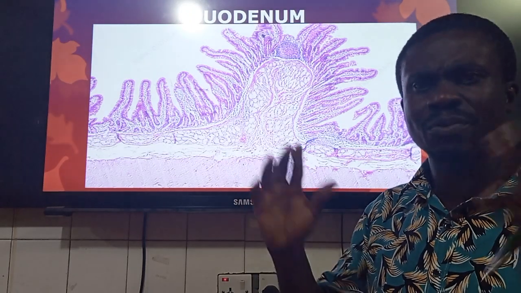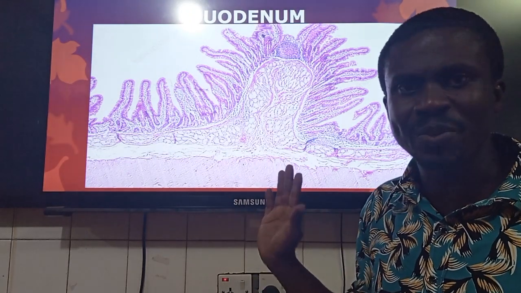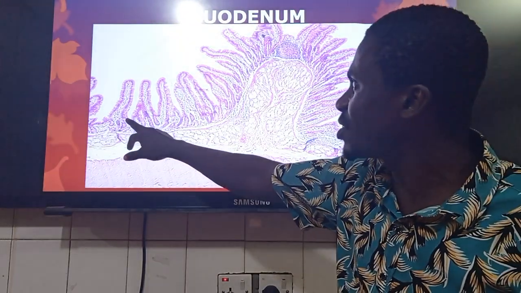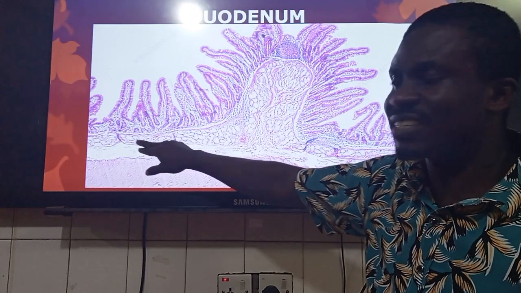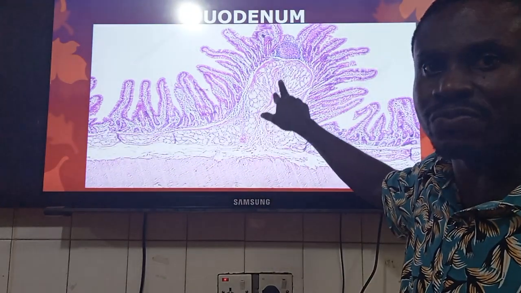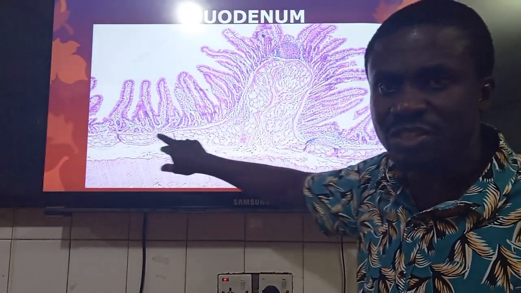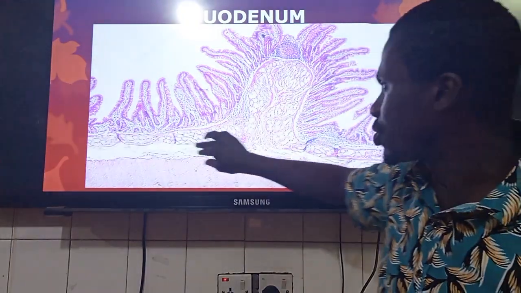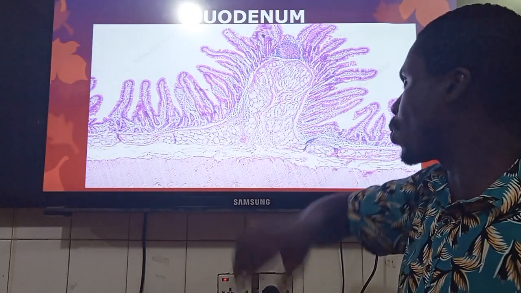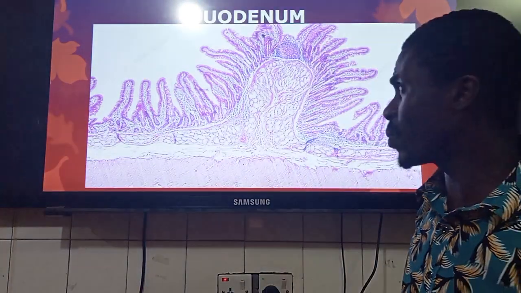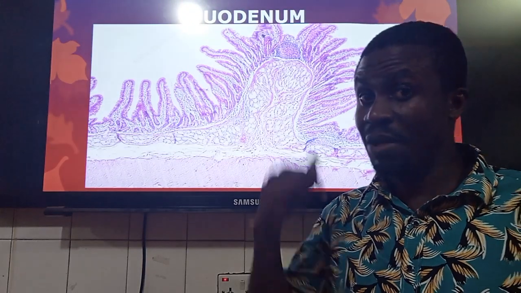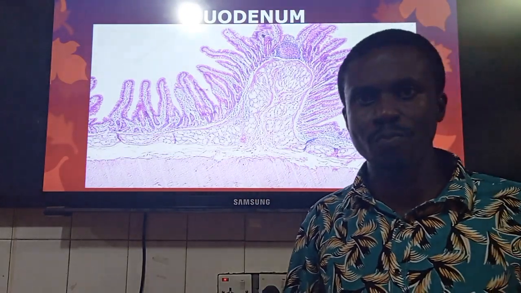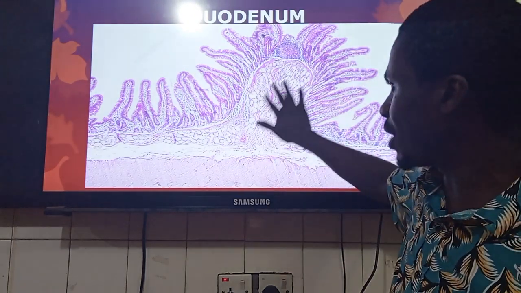Villi will be present, striated border will be present, and the epithelial lining will be the same for whichever part of the small intestine. But in the case of the duodenum, the submucosa will also have some secretory portions, some kind of gland. You can see mucous secreting cells over here. This is what we call the submucosal glands, which are given a special eponym: Brunner's glands. That's what we see.